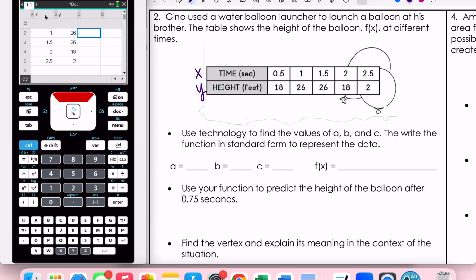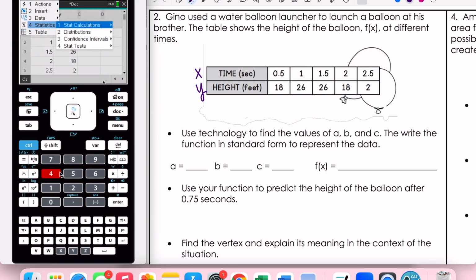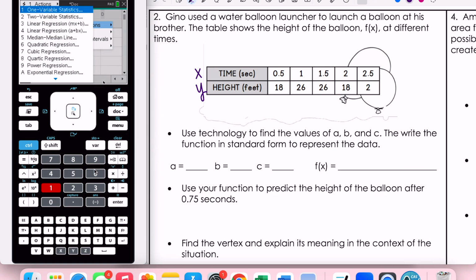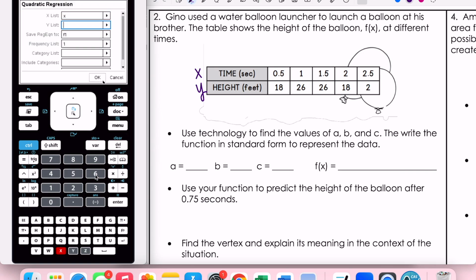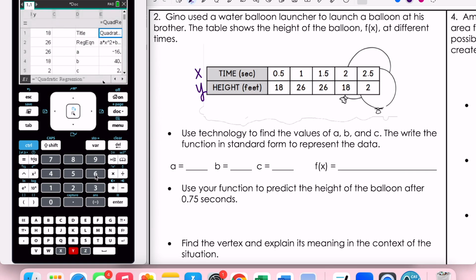So now that we have our data inputted, we want to make sure we are in an empty cell. Again, to find the values of A, B, and C, we are pressing menu 4, 1, 6 for quadratic. Here, I'm going to type A in our A list, X in our X list, Y in our Y list. Then we will go ahead and press enter twice. So here the value of A is negative 16, the value of B is 40, and the value of C is 2. So here my function is f of x equals negative 16x squared plus 40x plus 2.